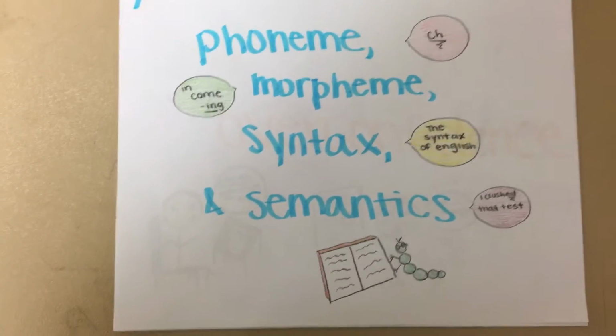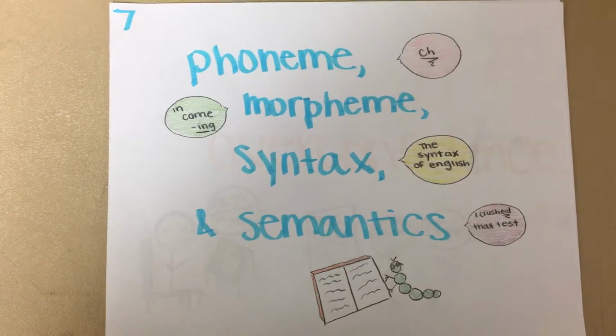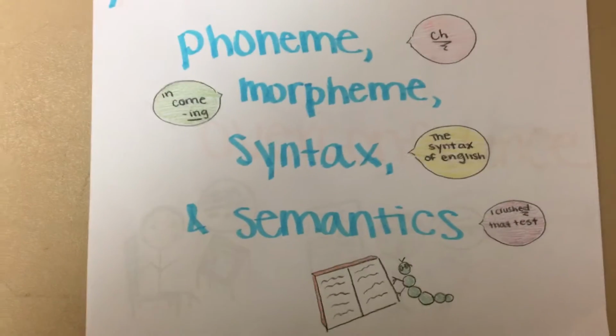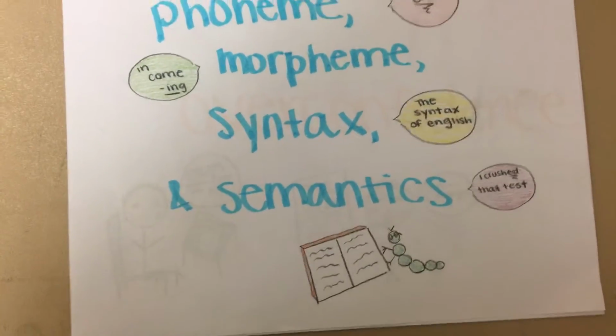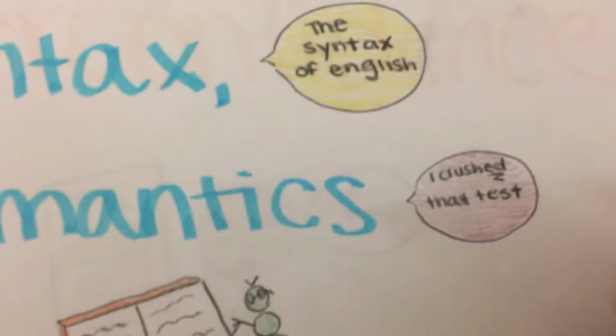Phoneme, morpheme, syntax, and semantics. A phoneme is, in a spoken language, the smallest distinctive sound. A morpheme, in a language, is the smallest unit that carries meaning. Syntax is the rules for combining words into grammatically sensible sentences. Semantics is the set of rules by which we derive meaning in a language.